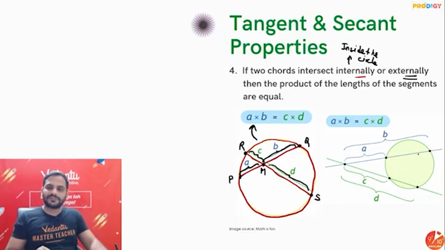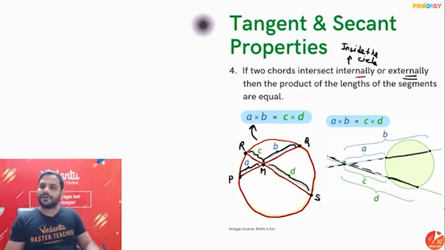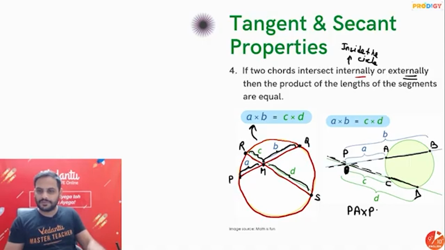External means outside the circle. Suppose there is a chord like this, and another chord like this. Now see, they are not intersecting, but if I extend them outside, definitely they will intersect at some point. So remember this length, I will say PA and PB, and here PC and PD. Over here also PA into PB is equal to PC into PD.